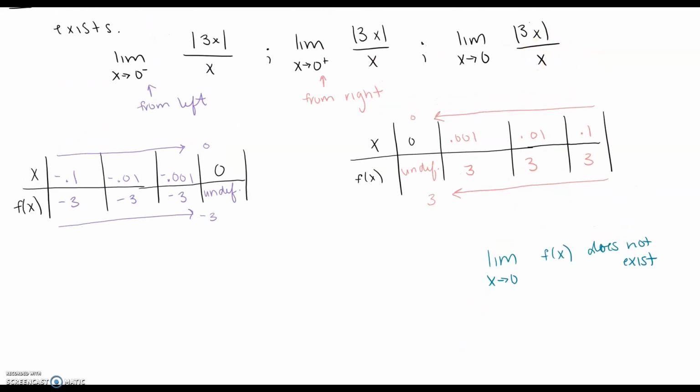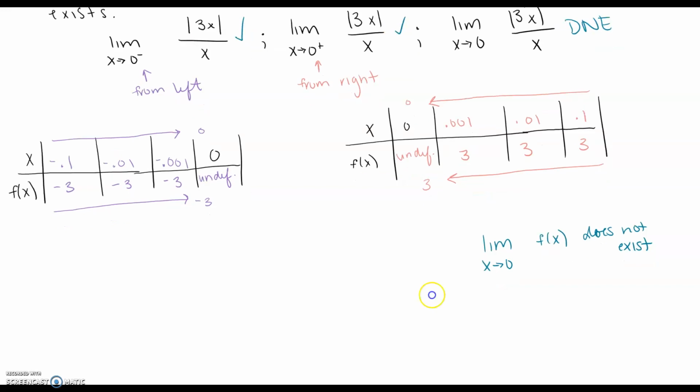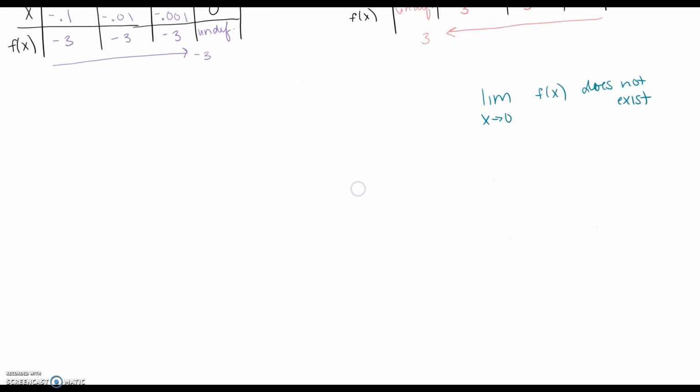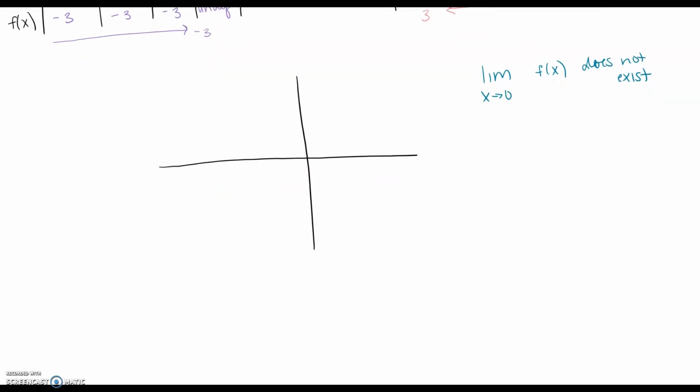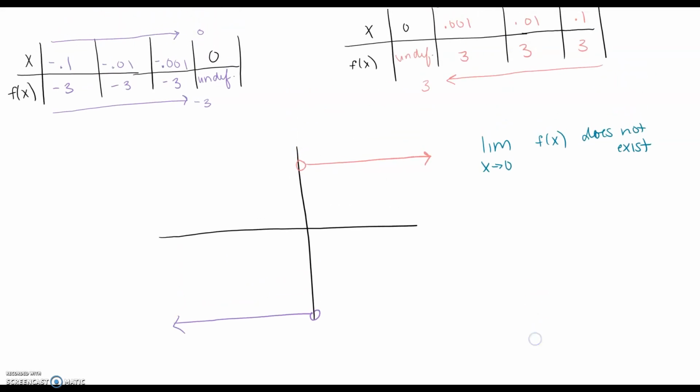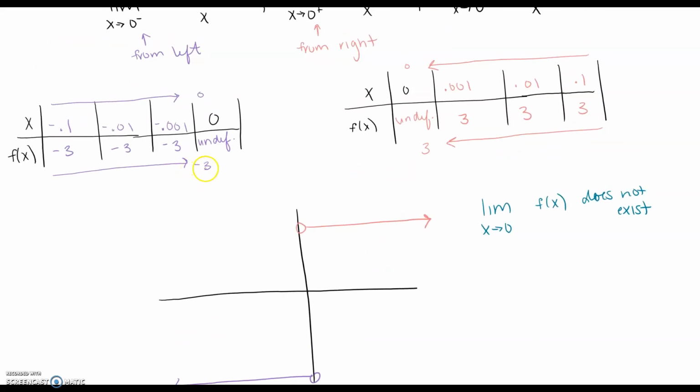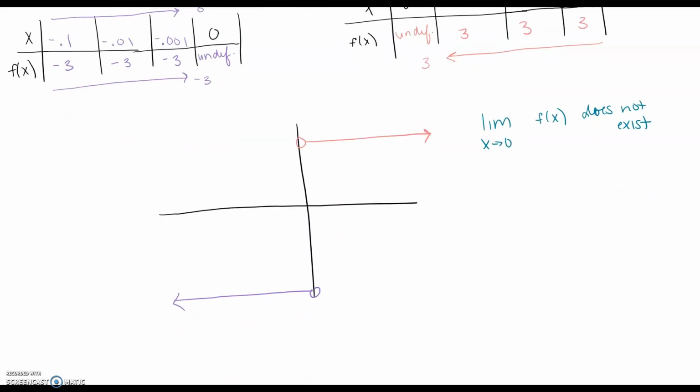Right? So this does not exist, but these do exist. So if you remember back from the first chapter, that is going to be a jump discontinuity. So from the left, it looks like this at -3, and then from the right, it looks like this. Okay, so the limit as it approaches 0 does not exist because they're not going to the same thing, but from the left it does exist. It's approaching -3, and from the right it also exists and it approaches +3. So I want to talk about one more thing.